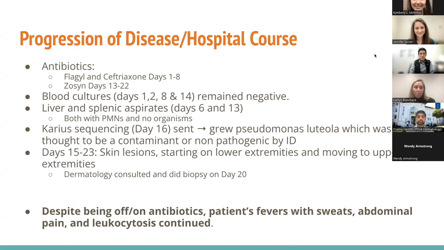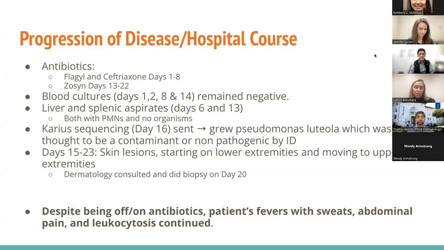But in terms of her antibiotics, she got Flagyl and ceftriaxone for about 8 days. So the first week or so that she was here, and then she ended up starting on Zosyn later in her hospital stay, about 2 weeks in, and was on that for a number of days. Interestingly, all of her blood cultures remained negative. So she had blood cultures on days 1, 2, 8, and 14, all of which were negative.